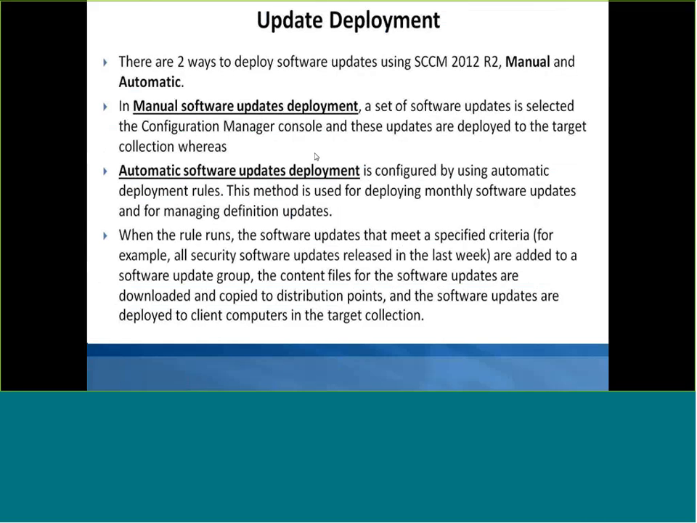That's manual software update. Automatic software update is configured by using automatic deployment rules. We're going to use that. We're going to create our deployment rule, and this method is used for deploying monthly software updates and for management. So this is an automated process. You just have to select the proper updates and give it a time and collection.